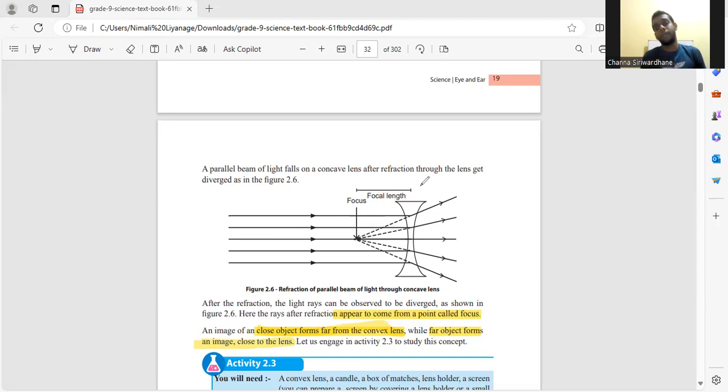That there is another focal point in concave lenses, similar to the convex lenses. Now the focal point of this concave lens is at the opposite side of the focal point of a convex lens. This is so. Now we can read it.